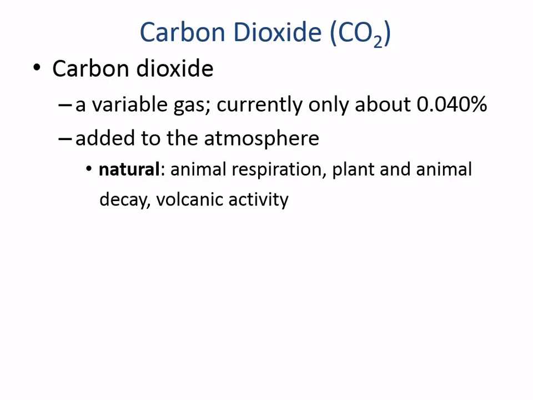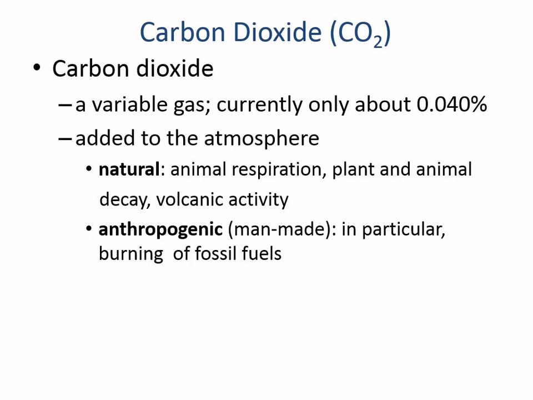Carbon dioxide can become part of our atmosphere because of natural reasons. For instance, when we exhale, that's animal respiration. We are animals. We exhale, that's respiration. We spit out carbon dioxide. When plants or animals decay, part of the decay process is the gas, carbon dioxide. When volcanoes basically burp the internal gases of the earth, they give more carbon dioxide to the atmosphere.